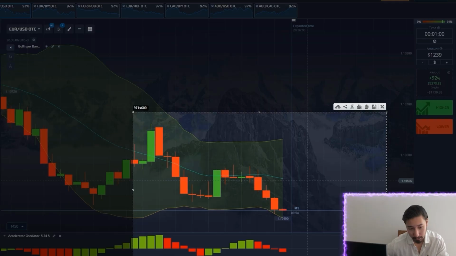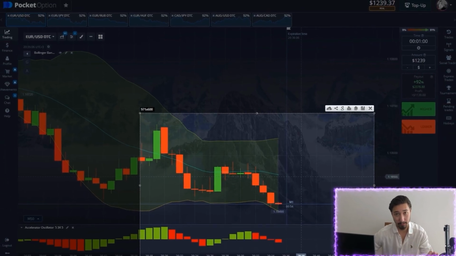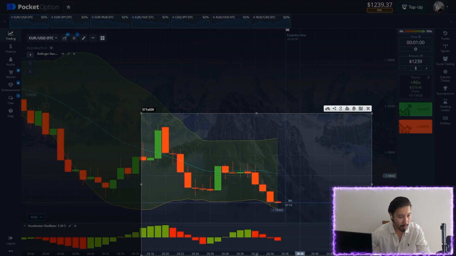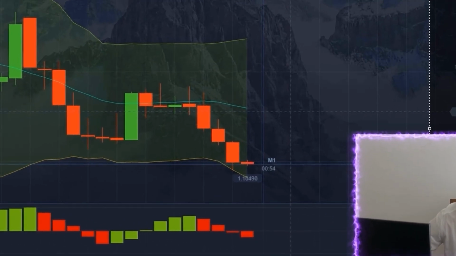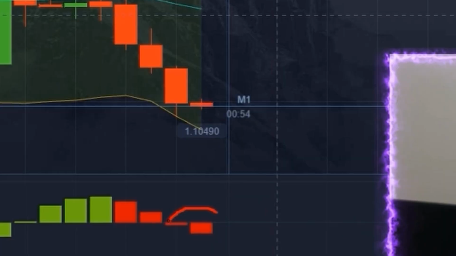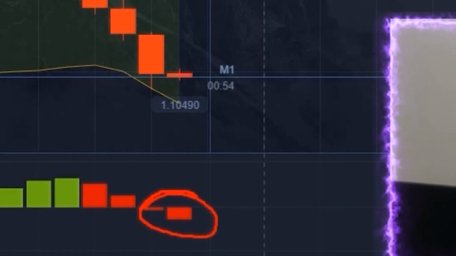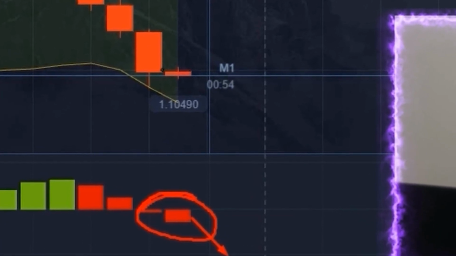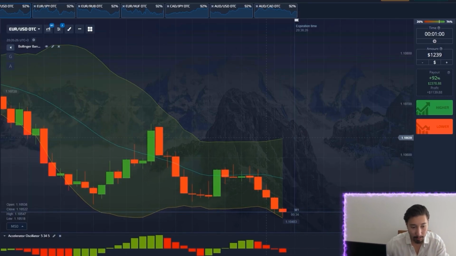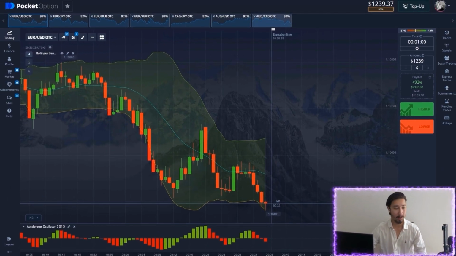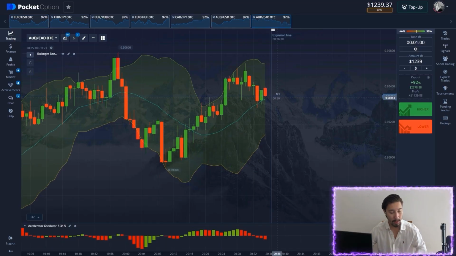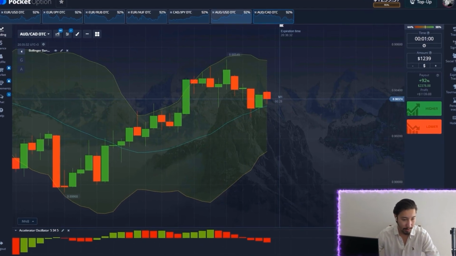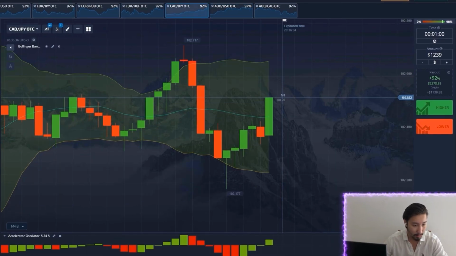We waited for the price to touch the lower boundary of the Bollinger, right? At the same time, we noticed that the accelerator's histogram crossed the level 0. That was a huge sell signal, guys. Remember it, and we ended up in profits. As simple as that, guys. So there is no stopping here. Let's find another promising currency pair.